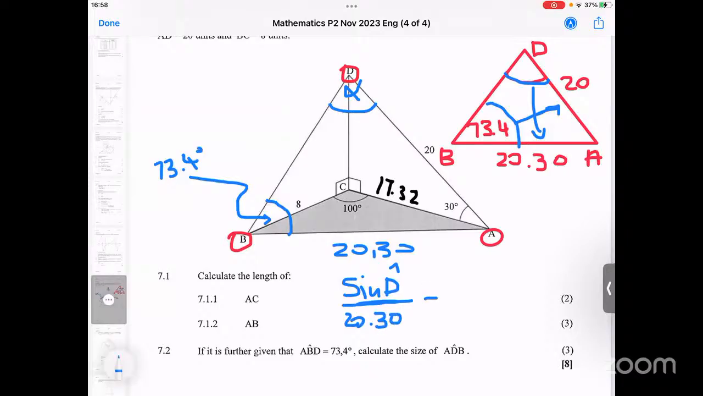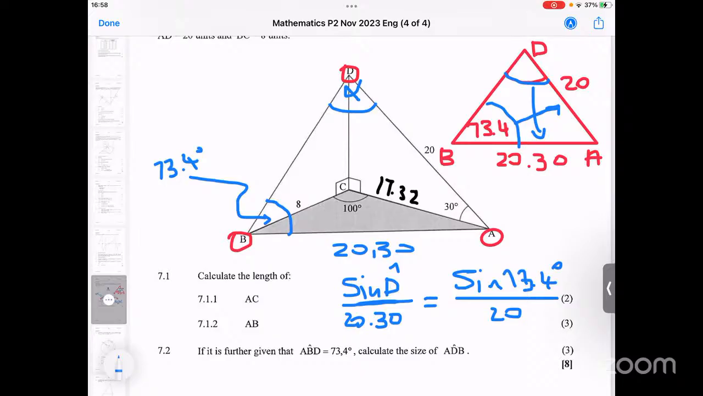Wait, what were you saying there, Didintle? So the step directly after this would then be 20.30 times sine 73.4 over 20, looking for sine D, right, sir? That's what I was saying. Oh, okay, no, then I see. Then it makes sense. That's exactly how you work it out. So you are going to get it correct if you are saying that.